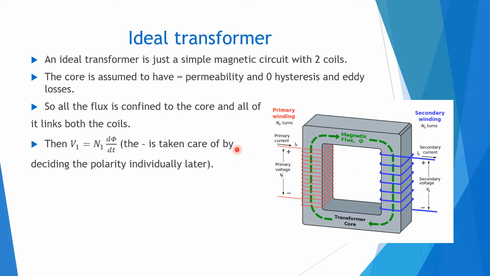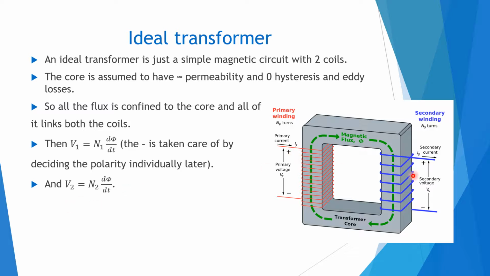Now observe that this is N1 times d phi by dt, the voltage across the primary, and as you can see, I have shadily taken care of the minus sign. Now that minus sign has not disappeared; what we are actually doing is taking care of the minus sign later. We will just decide the polarity such that there is no minus sign. We will reverse the polarity. This is something common in electrical engineering. If you see a minus, instead of taking care of it, you decide the polarity later.